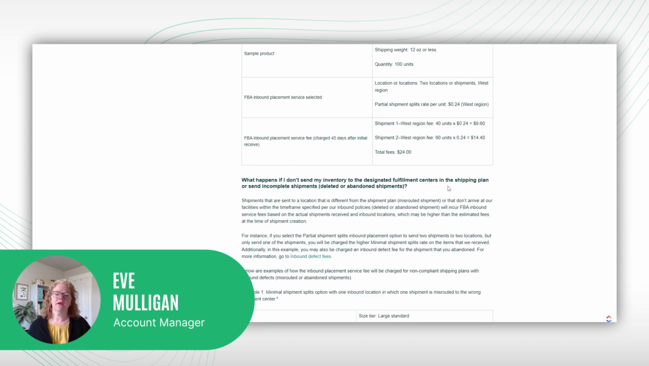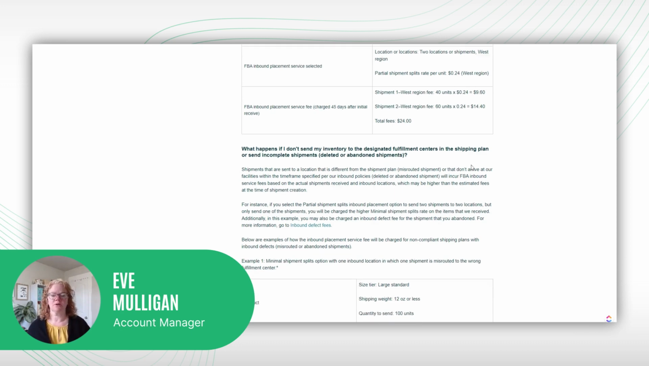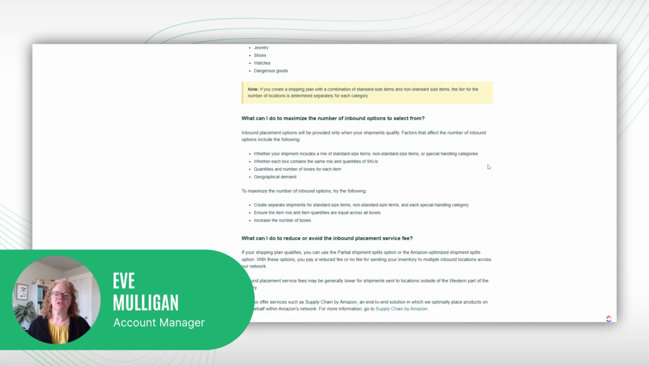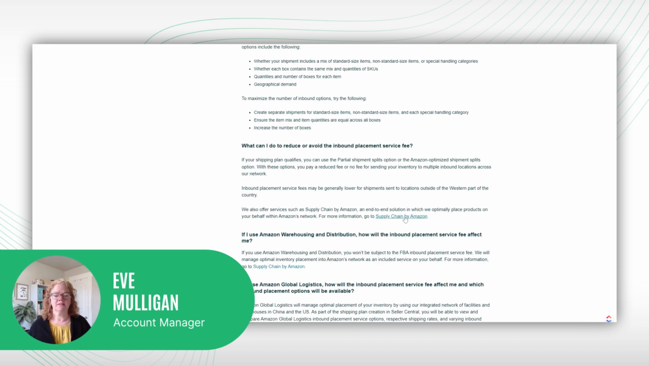So in addition, they go through, how is it calculated? And once again, you referred to earlier where we looked at the revenue calculator, trying to get some estimates, seeing the logic behind it, if you can say there is logic. In addition, there's some great FAQs in this. What can I do to maximize the number of inbound options to select from? What can I do to reduce or avoid the inbound placement fee? If I use the Amazon warehouse and distribution, how will the inbound placement fee affect me?